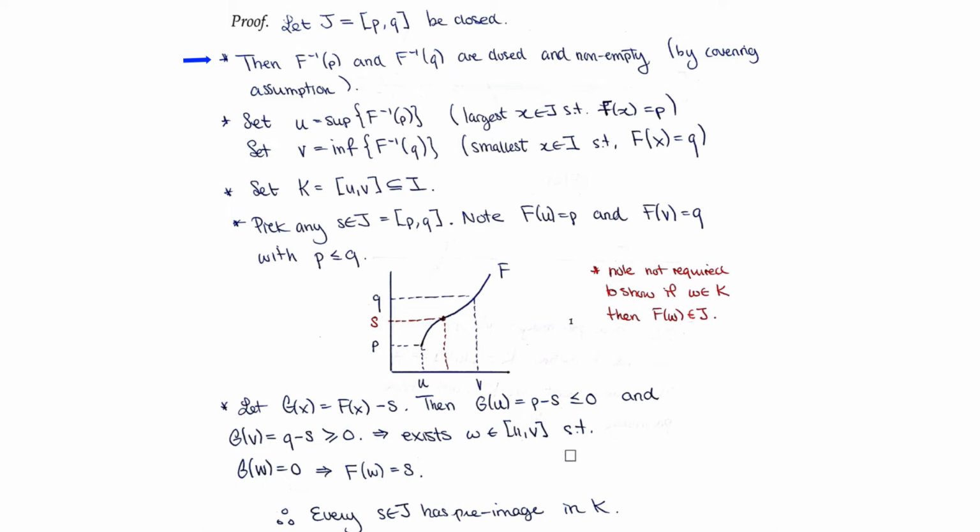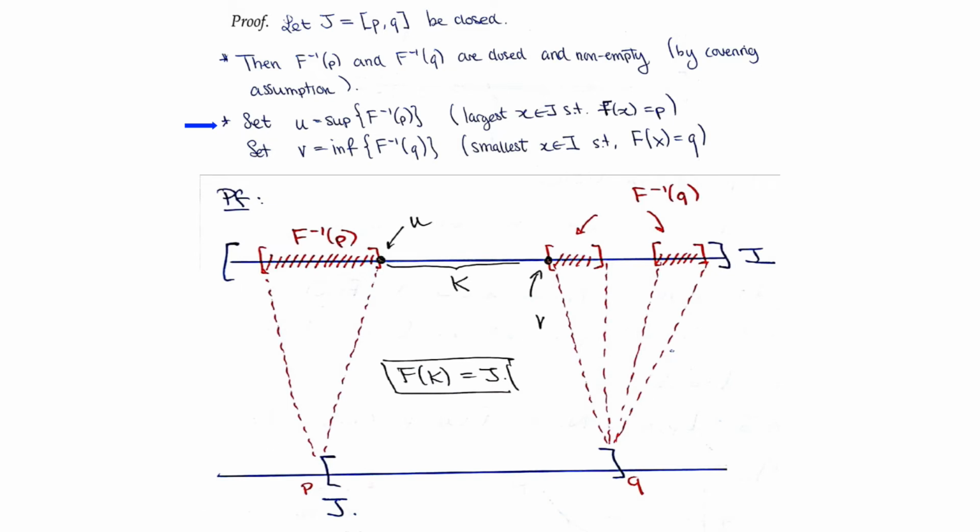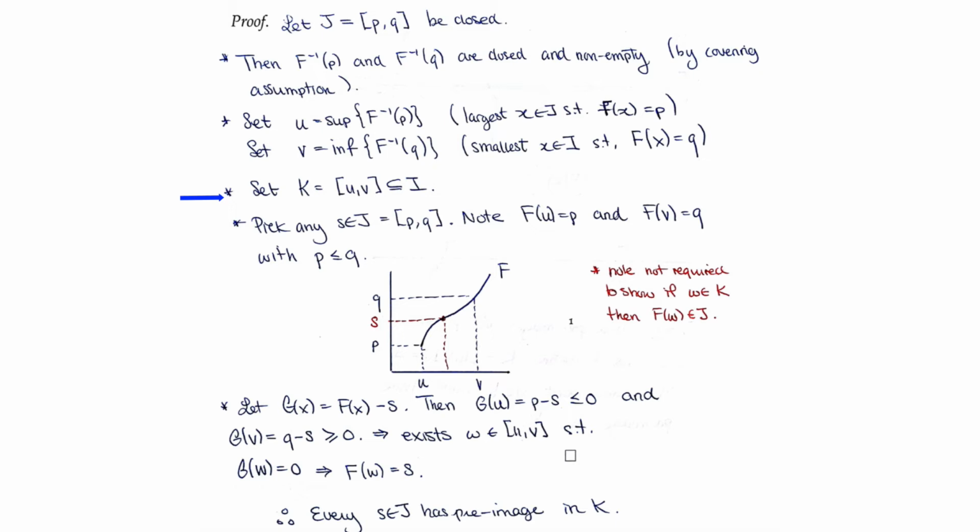Look at the pre-images f inverse of P and f inverse of Q. These must be closed and non-empty by the covering assumption. Set U to be the supremum of f inverse of P, or the largest element x in I such that f of x is equal to P, and then similarly set V to be the infimum of f inverse of Q. This is the smallest x in I such that f of x is equal to Q. So U was the largest of the left possible endpoints, and V was the smallest of the right possible endpoints. You then let K be the interval between U and V.